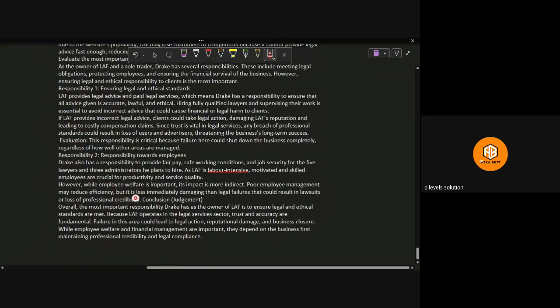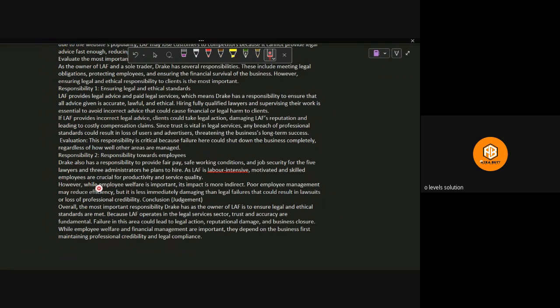The second responsibility which Drake has is the responsibility towards the employees. Drake also has a responsibility to provide fair pay, safe working conditions, and job security for the five lawyers, and you can see that I'm completely using the information from the case study, and three administrators he plans to hire. As LAF is labor intensive, motivated and skilled employees are crucial for productivity and service quality. Now we need to write the evaluation.